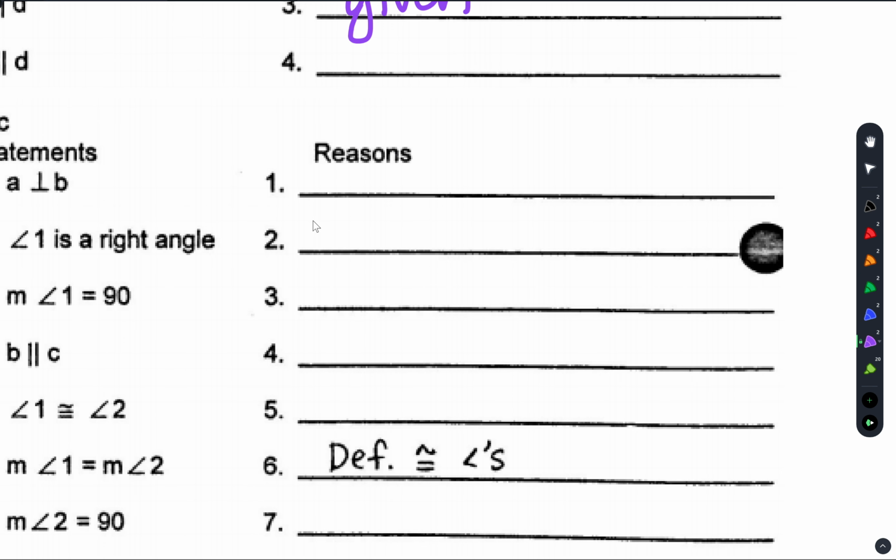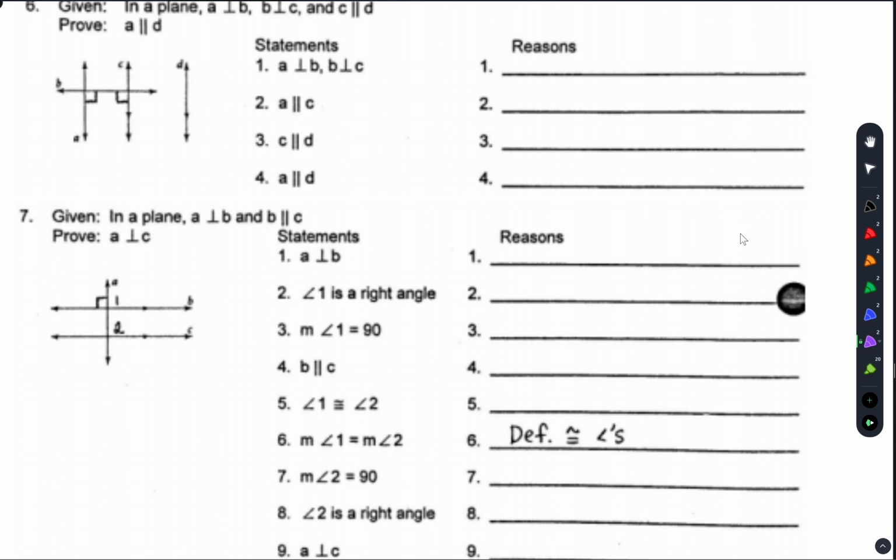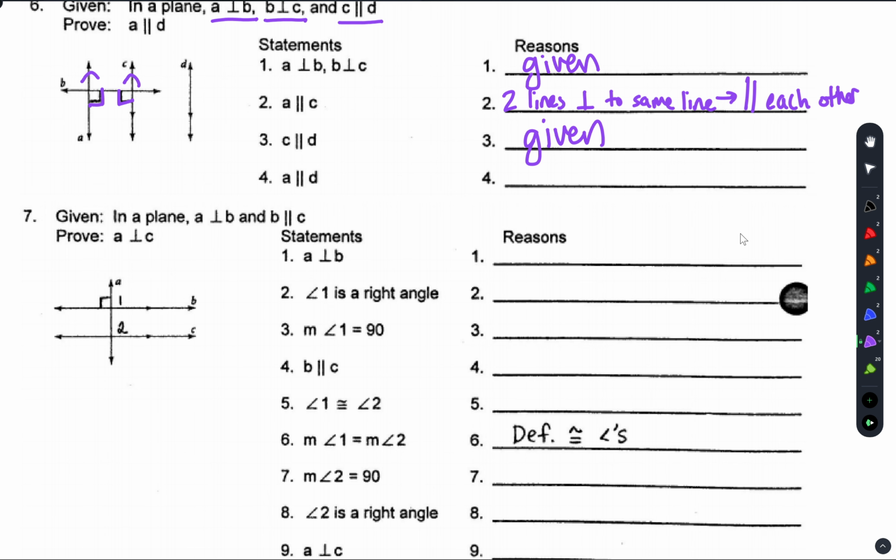Two lines perpendicular to the same line imply parallel to each other. Okay? Then I say C is parallel to D. That was given to me here and here. Then why do I know that A is parallel to D?